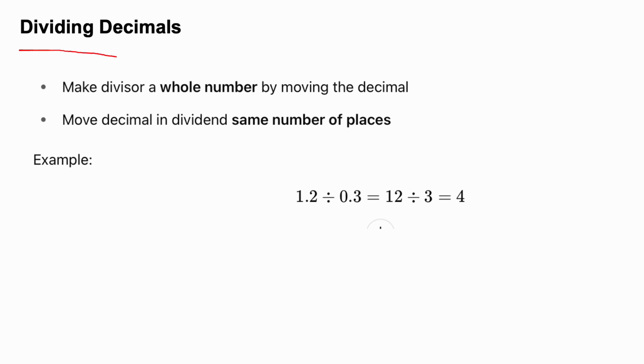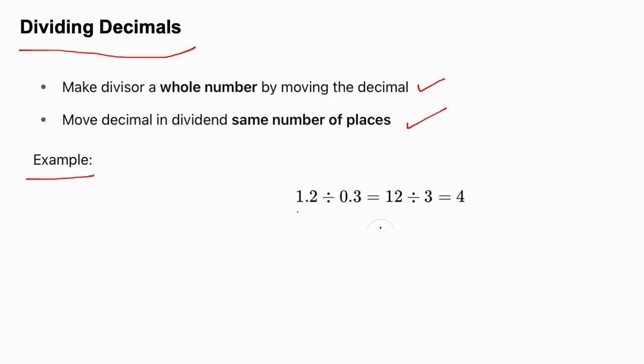Okay, now the division of decimals. When dividing decimals, the key step is to make the divisor a whole number by moving the decimal point. So you have to make the divisor a whole number. But remember, whatever you do to the divisor, you must do the same thing to the dividend. So we will learn this with the help of the following example.